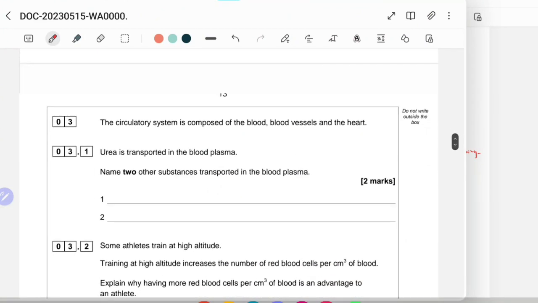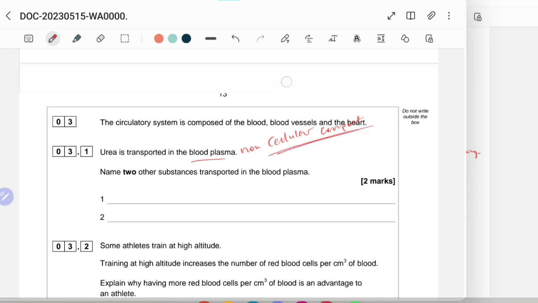The circulatory system is composed of blood vessels and heart. Urea is transported in the blood plasma. Name 2 other substances that can be transported in blood plasma. Blood plasma is the non-cellular component of what? Of blood.